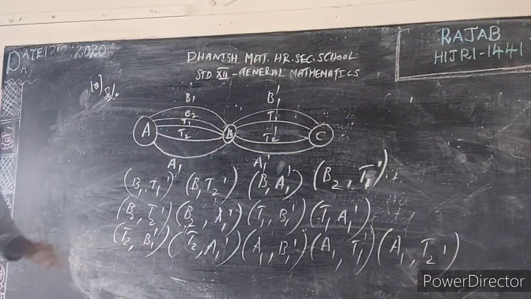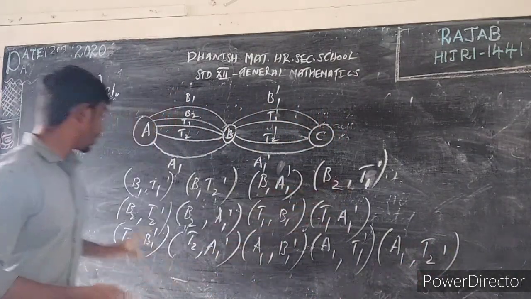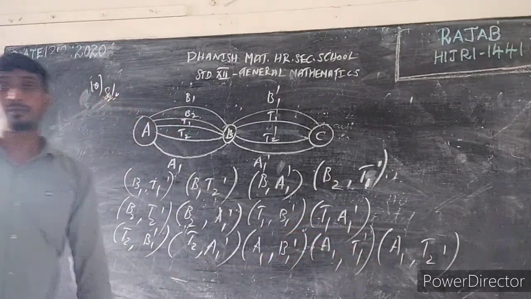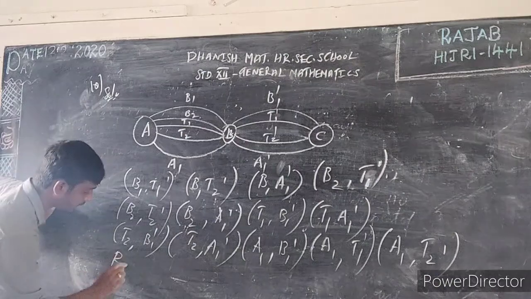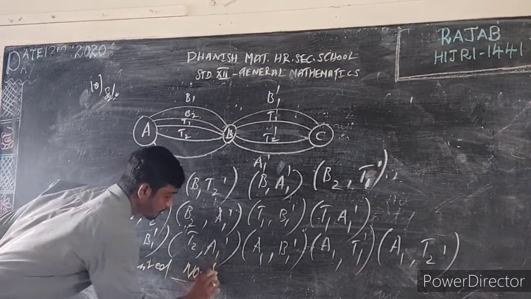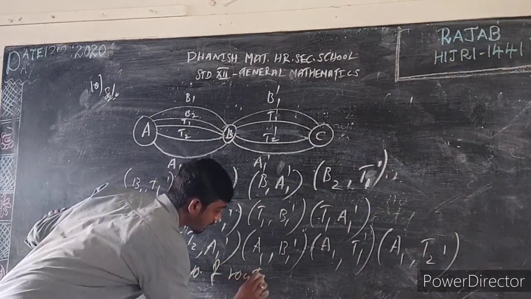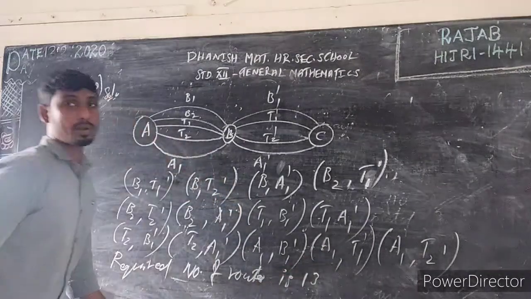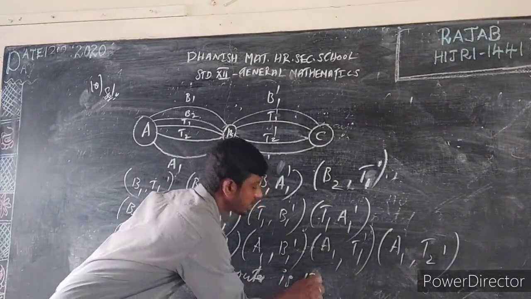How many number of routes here? 1, 2, 3, 4, 5, 6, 7, 8, 9, 10, 11, 12. Required number of routes, that will be 13 here. Required number of routes is 13 here.